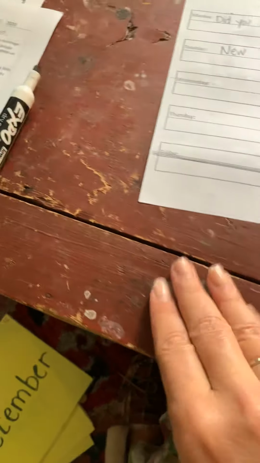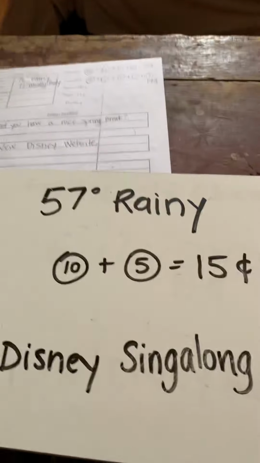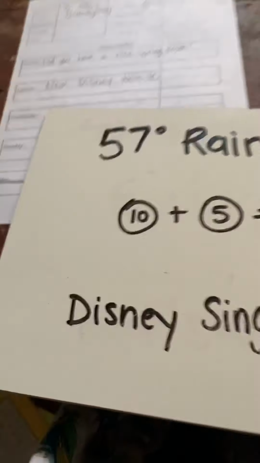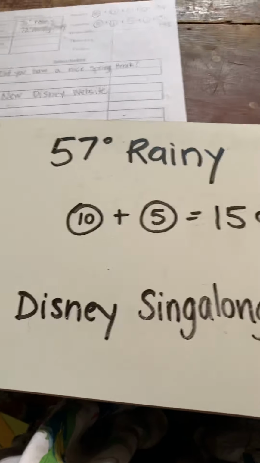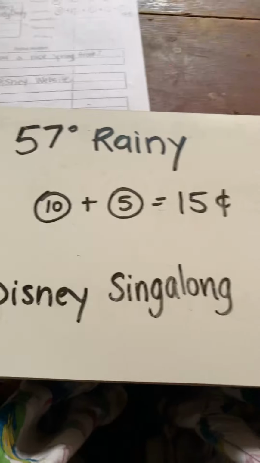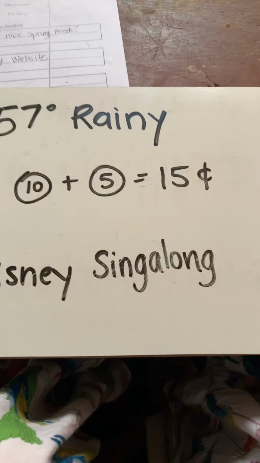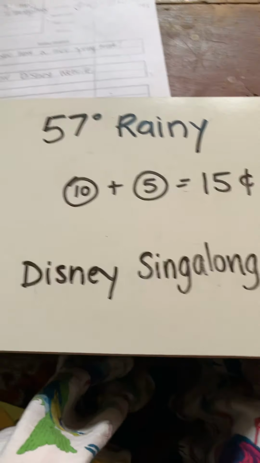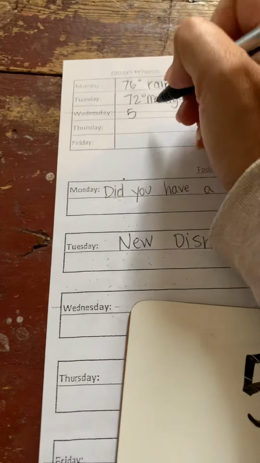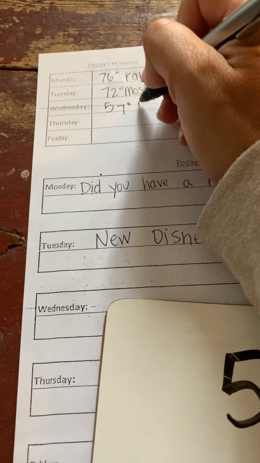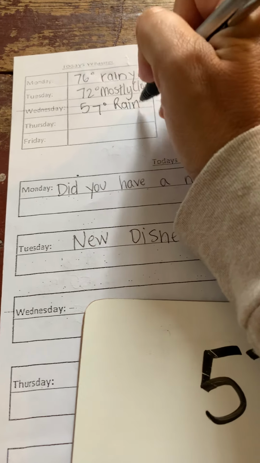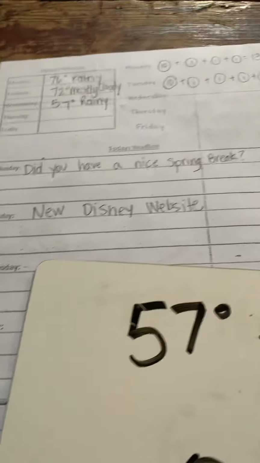All right, on the back of your paper, I checked the weather on my phone this morning. It's 57 degrees and raining. I heard the rain this morning when I woke up, so I'm not sure if it's raining at your house, but it was definitely raining at my house this morning. So today's weather is 57. You notice it's a lot cooler than it was yesterday, and raining.